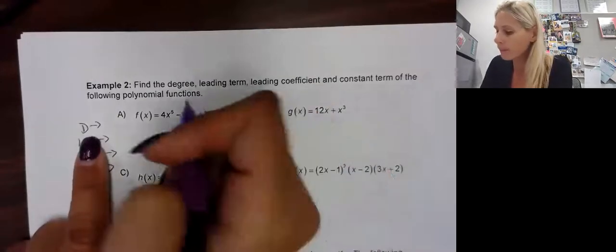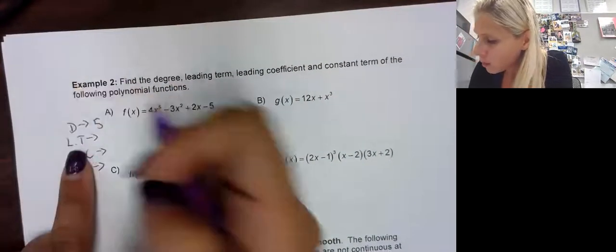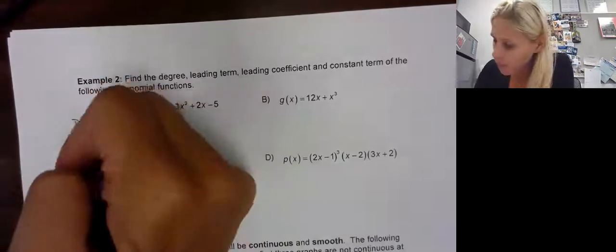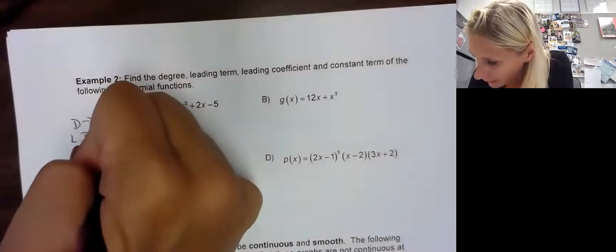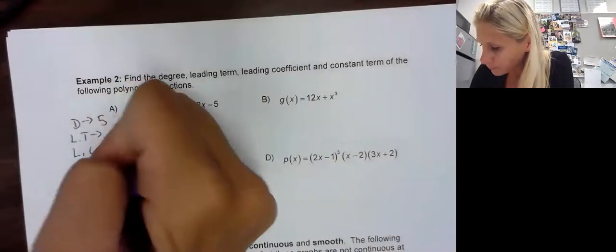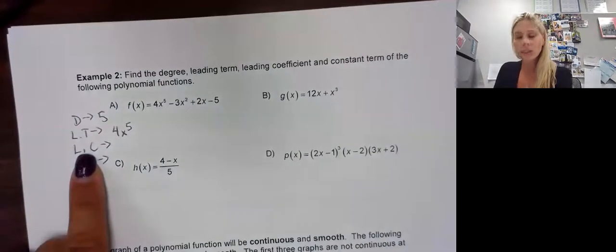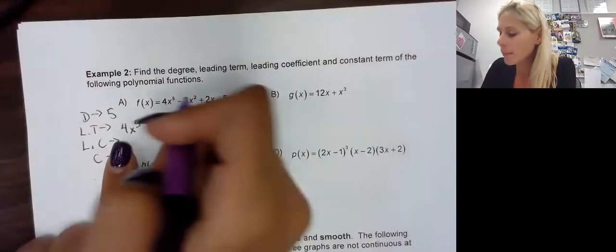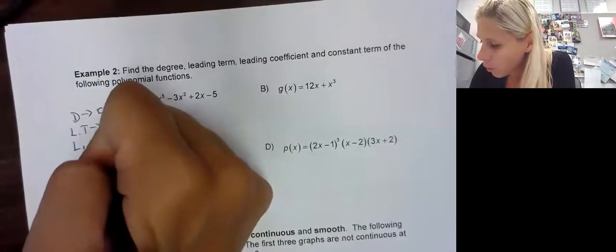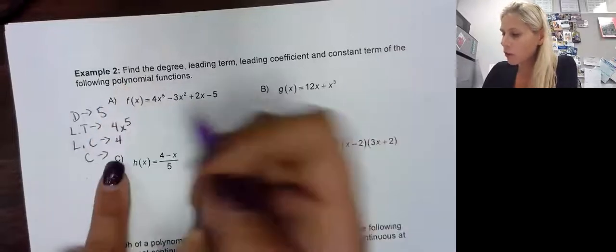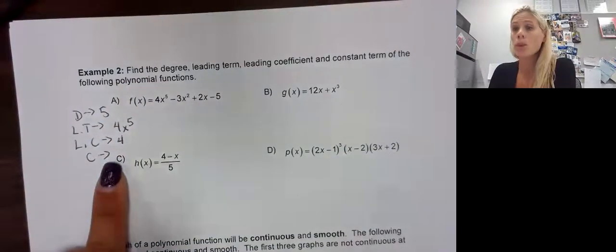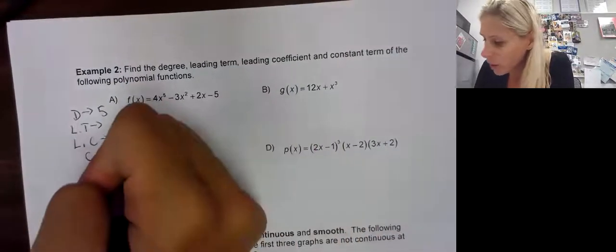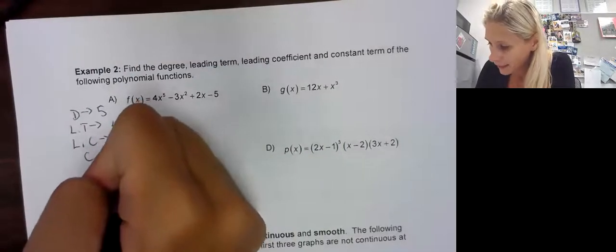Okay, so of A, what is the highest exponent? That's the degree. 5. What is the leading term? 4x to the 5th. Leading coefficient. So that is looking at your leading term, and it is the number in front, which is 4. And the constant, of course, is what's added or subtracted with no variable at the very end, which in this case is -5.